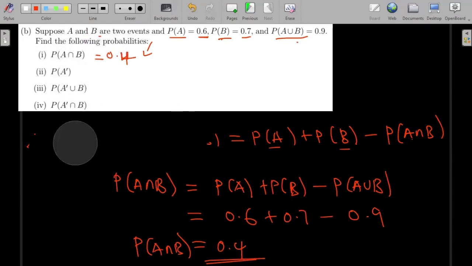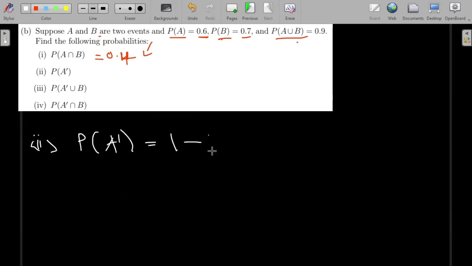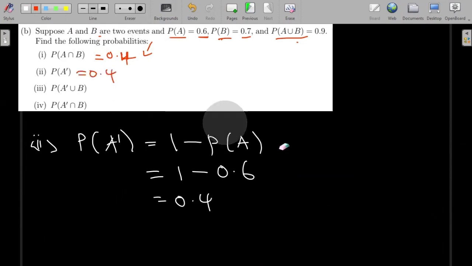And then next, we find the probability of A complement. That one is the easiest. We're just using the complement rule. The probability of A complement is equal to 1 minus the probability of A. So what is the probability of A? It's 0.6. So the answer for the probability of A complement is just going to be 0.4. So I'm going to write it here, 0.4. Okay, we're done with that.